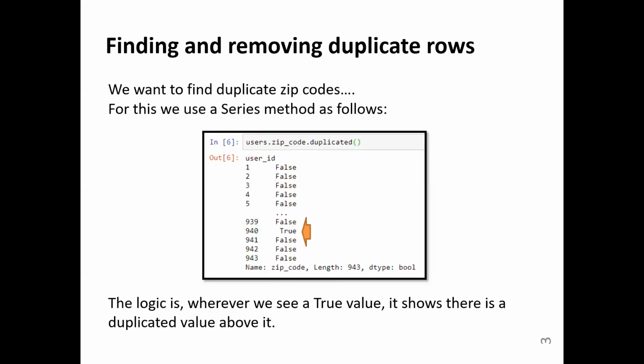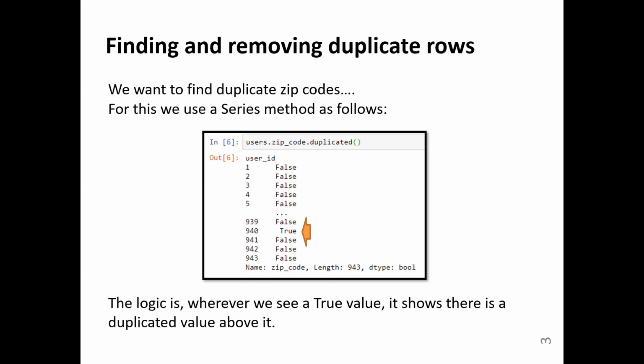Okay, look at this one. Here we want to say where we have duplicate zip codes. What do you think? It says line 940, we have 1 true. What does it mean? It's duplicated. It is duplicate, but what does it mean? Guys, this is the first time we have duplicates after, or this is the duplicate.